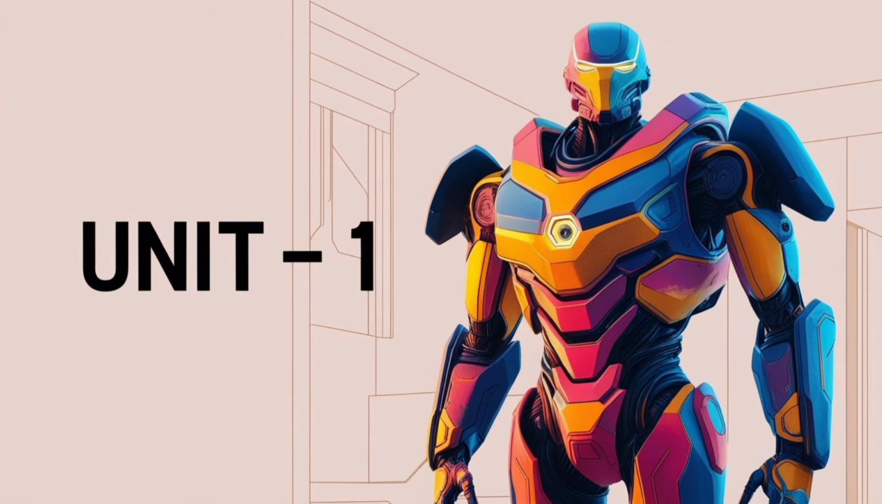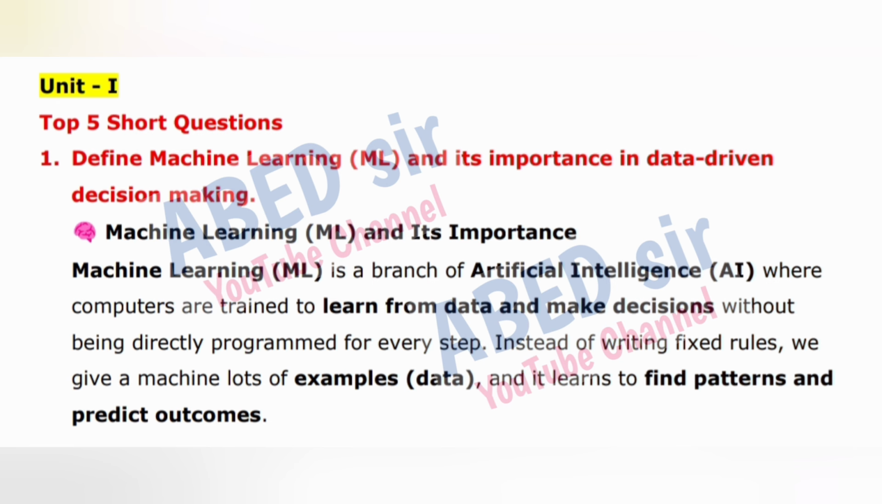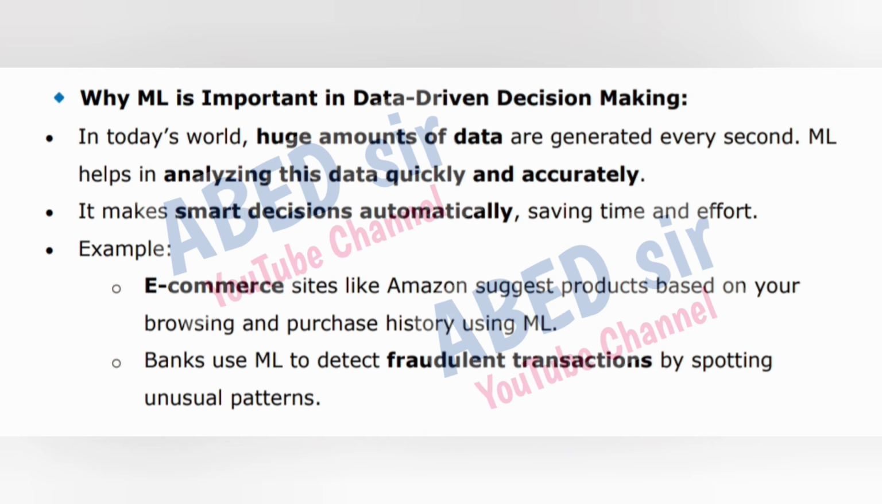Unit 1, first important short question: define machine learning, ML, and its importance in data-driven decision-making. Machine learning, ML, is a branch of artificial intelligence, AI, where computers are trained to learn from data and make decisions without being directly programmed for every step. Instead of writing fixed rules, we give a machine lots of examples, data, and it learns to find patterns and predict outcomes. Why is ML important in data-driven decision-making?